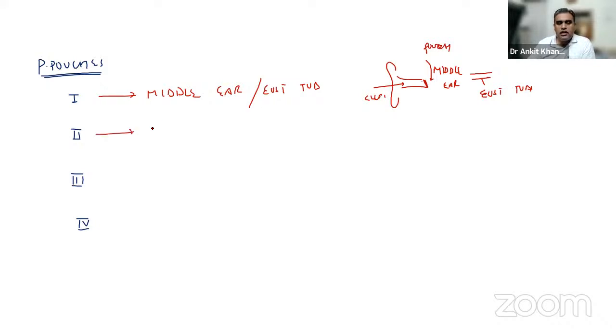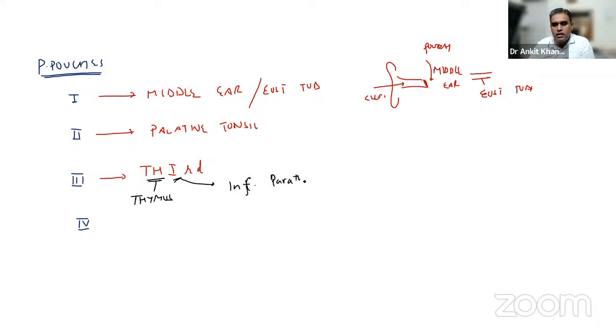The second pouch over here gives rise to the palatine tonsil, or the tonsillar fossa. Understand this? On the inside, in the oral cavity. The third pouch, how do we write it? We write it as THIRD, third pouch. Why am I writing it like that? Because it will help you in remembering. TH is for the thymus, and I is for the inferior parathyroid gland. Inferior parathyroid gland. And the fourth pouch gives rise to the superior parathyroid gland.